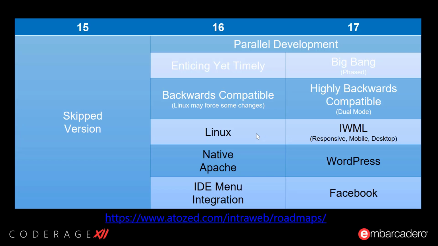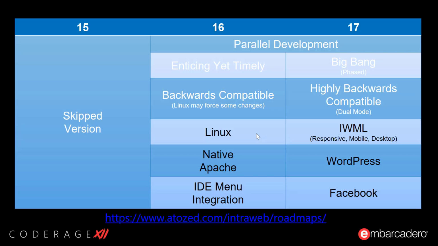IntraWeb 17 is where we're putting the big bang features. These are going to take a little bit longer, but we've been working on them for quite a while already, and we're making excellent progress on these. The goal for 17 is to be highly backwards compatible. There will be possibly some changes, but we really want to make it so that users can take their existing 14 and by that time 16 projects and bring them straight into 17 and get up and running as fast as possible.